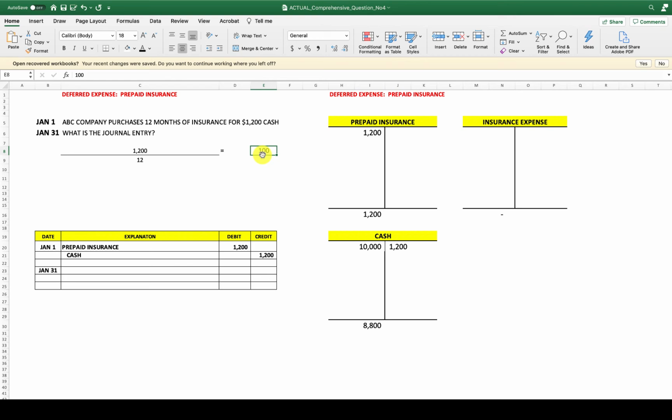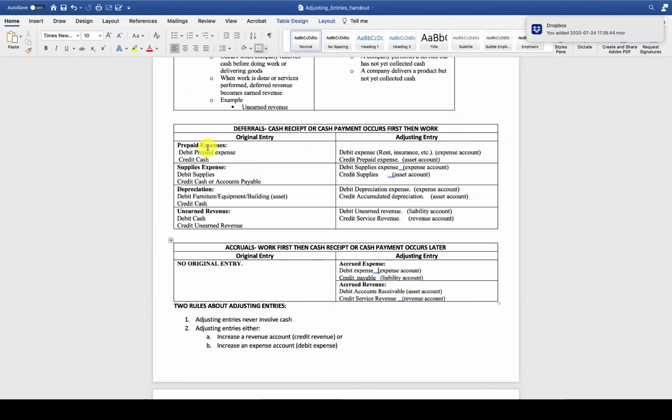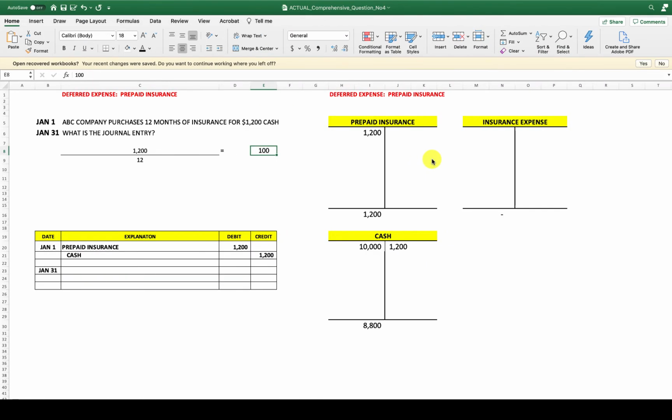All right, so now what's going to happen? How do we record this entry? Well, if you look at the handout, it tells you the entry, right? Sorry, not this entry, the adjusting entry. We're going to debit the expense, and we're going to credit the prepaid expense. So we're going to debit the expense account and credit the asset account. So let's explain that. We use up 1 month's worth of insurance.